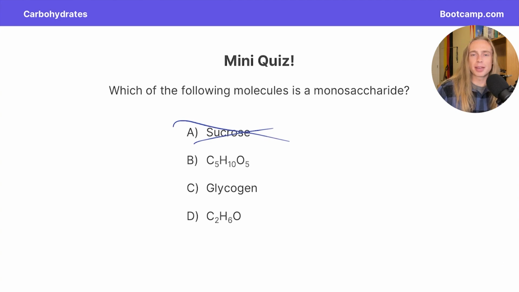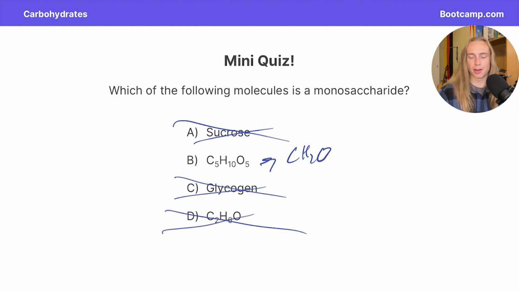B is a little bit more tricky because we might not remember the name of the sugar associated with this molecular formula. But remember, we do know the empirical formula of a monosaccharide is CH2O. And if we divide each of these numbers by 5, we end up simplifying this to CH2O. So this is a possible answer. Looking at C next then, remember this is the storage polysaccharide found in humans, so we can get rid of this one. Answer choice D is a little bit more difficult at the start because it's another formula, but remember, all monosaccharides contain within 3 to 7 carbons, so we can get rid of this one as well. This leaves us with B being our correct answer, and if you remember from earlier, ribose had this molecular formula.